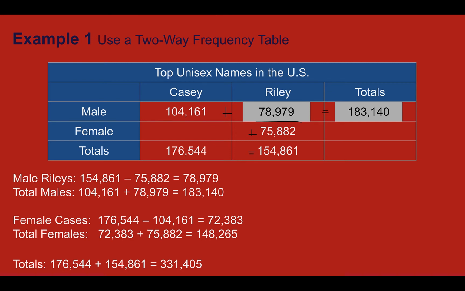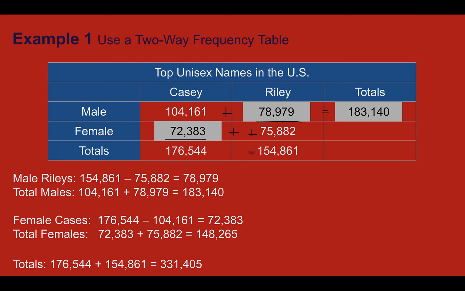104,161 plus 78,979 equals 183,140. Now we have that box and we can use it when we need it. Next, we can figure out the number of female Caseys, which is over here. Again, we know the males and we know the totals, so if we subtract, we get 72,383. Now we know that.